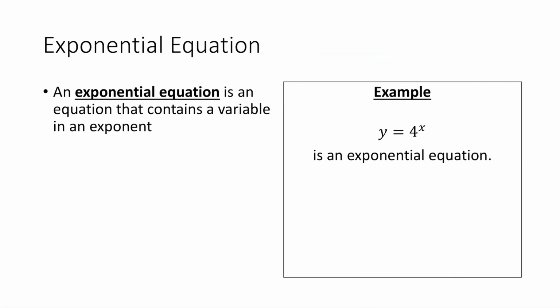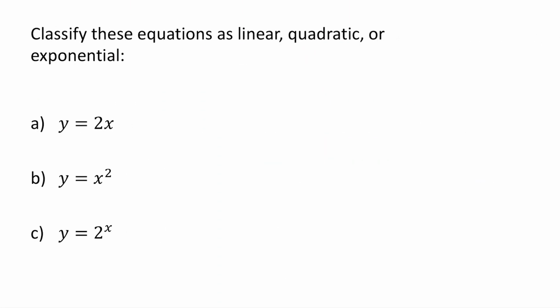An exponential equation is an equation that contains a variable in the exponent. For example, when we have y equals 4 to the x, that is an exponential equation. Let's classify these equations as linear, quadratic, or exponential. In y equals 2x, remember the x is to the first power, so that is going to be a linear equation. If we have y equals x squared, that's the second power, so that's going to be a quadratic equation.